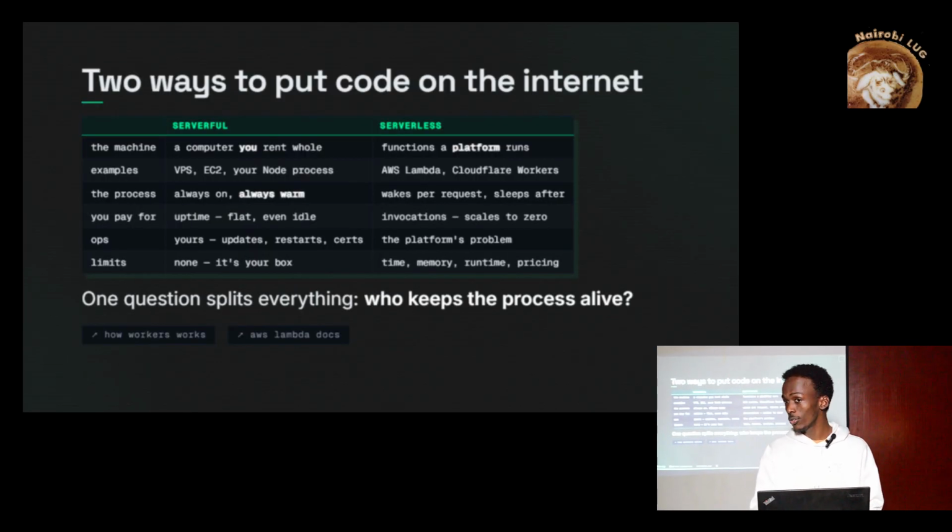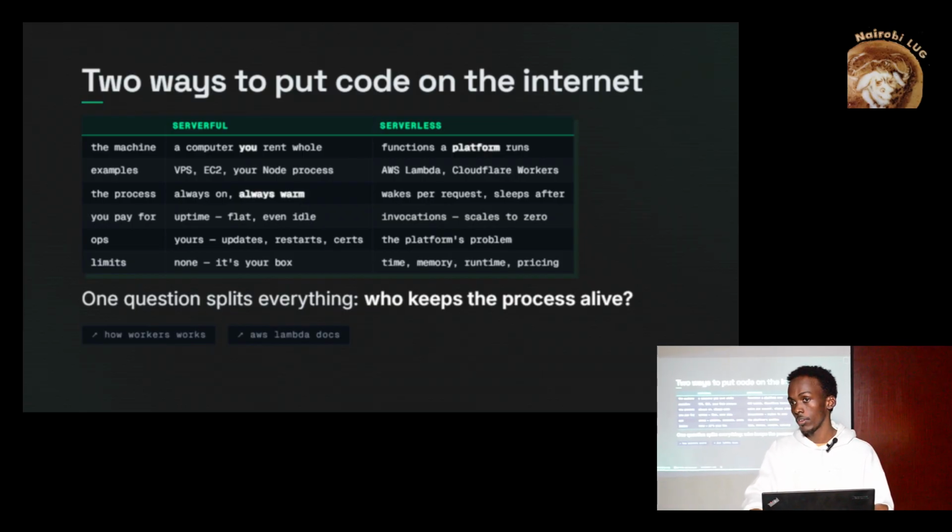So there are two ways to put code online when you talk about Next.js: a serverful and a serverless environment. They are kind of the same thing, but the most important question is who keeps your process alive. If you have a process running on a server in a VPS, most of the time you have to write the logic for restarts, and also dependency installation and stuff like that.